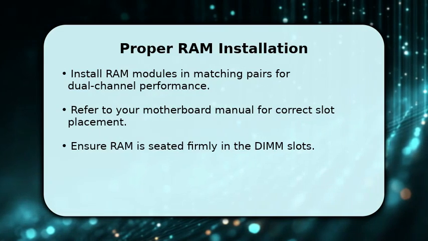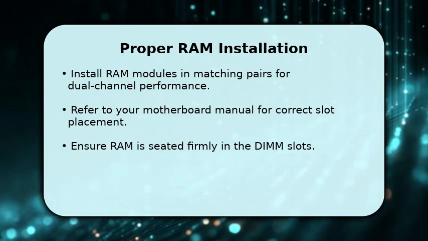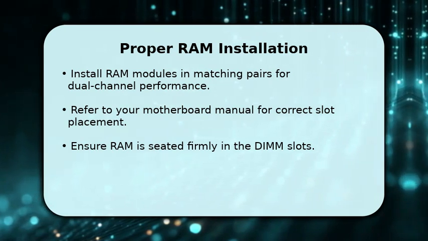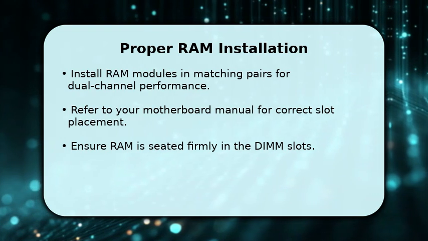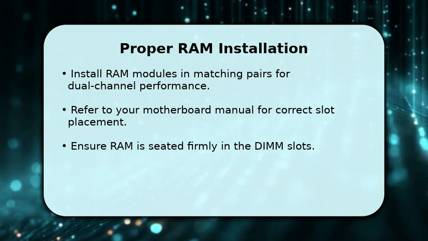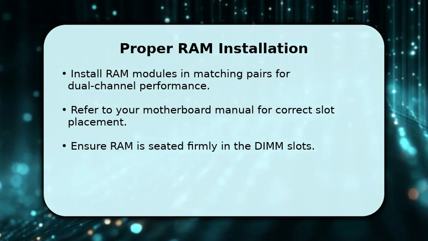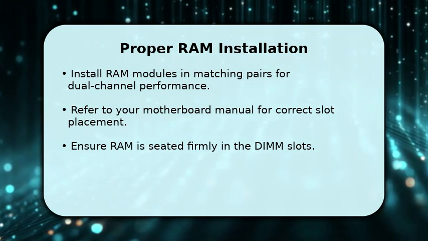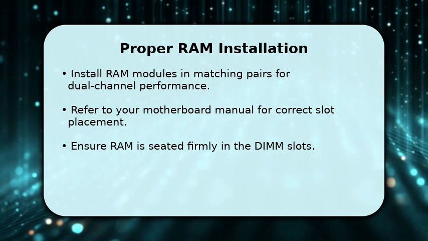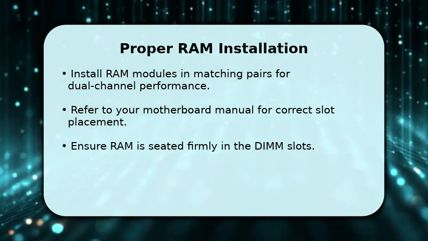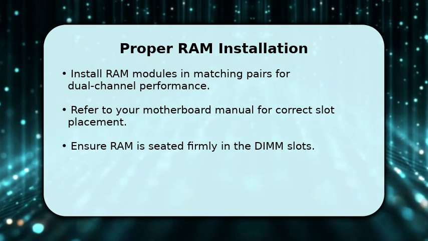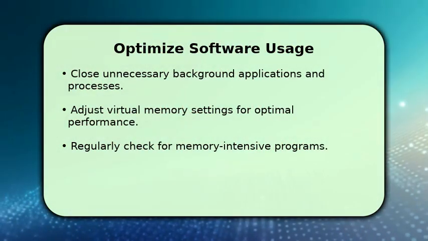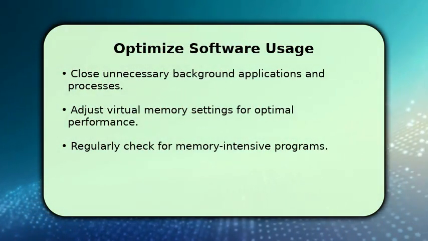Once you know your system's capabilities, focus on physical installation. For optimal performance, always install RAM modules in matching pairs to enable dual-channel mode, which can significantly boost data transfer speeds. Consult your motherboard's manual to identify the correct DIMM slots for these pairs, often indicated by specific colors. Gently but firmly press each module into its slot until the clips on both sides snap into place, ensuring a secure connection. Beyond hardware, software optimization is key.